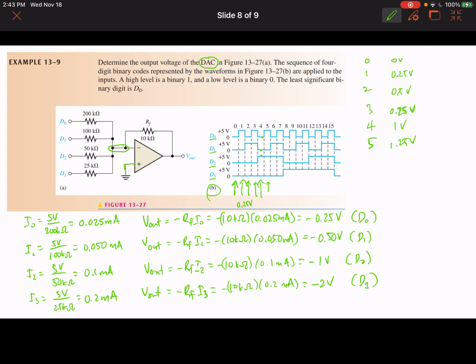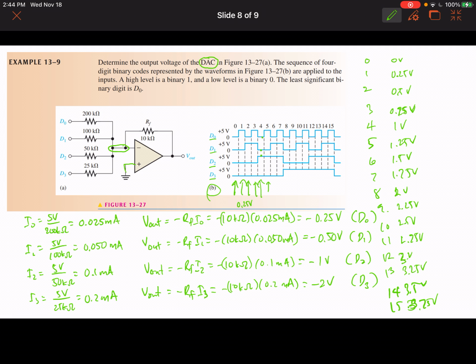So now you can see that the pattern is rising, right? So we expect that this is going to happen. It's going to happen like this. Okay, so 8 is 2 volts, 9 is 2.25 volts, 10 is 2.5 volts, 11 is 2.75 volts, 12 is 3 volts, 13 is 3.25 volts, 14 is 3.5 volts, and 15 is 3.75 volts. Okay, you can verify this for yourself.